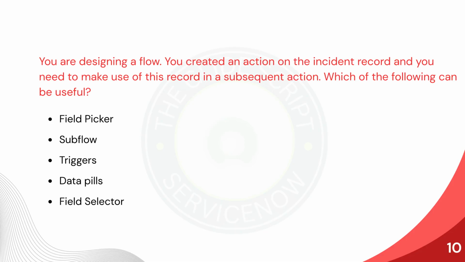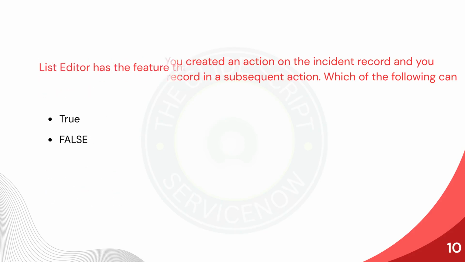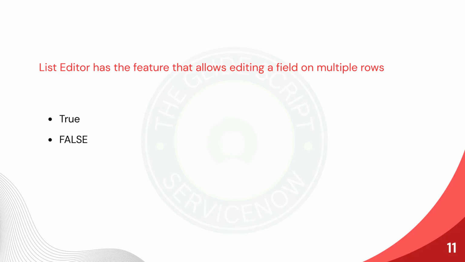Next, you are designing a flow. You created an action on the incident record and you need to make use of this record in a subsequent action. Which of the following can be useful? And the answer is data pills. The next, list editor has the feature that allows editing a field on multiple rows. Yes, it is true.